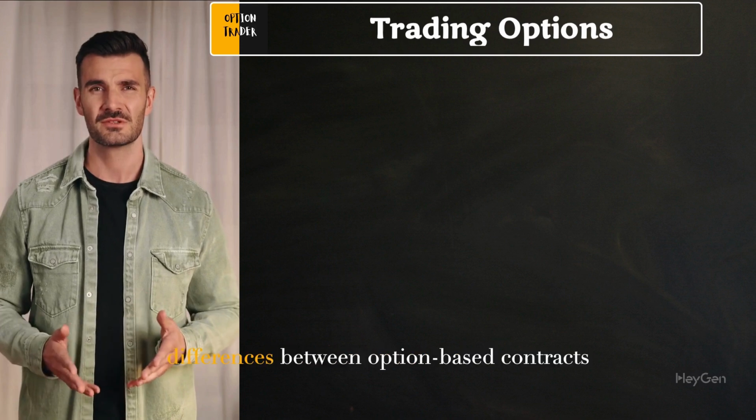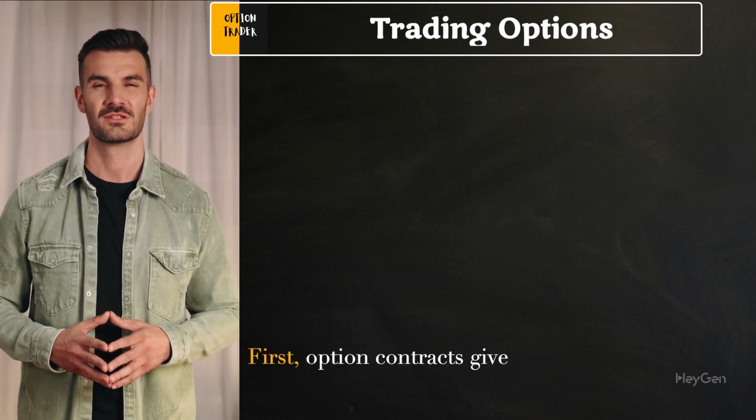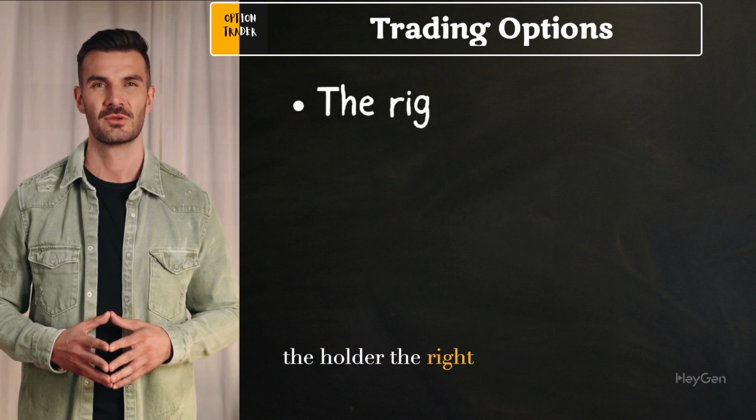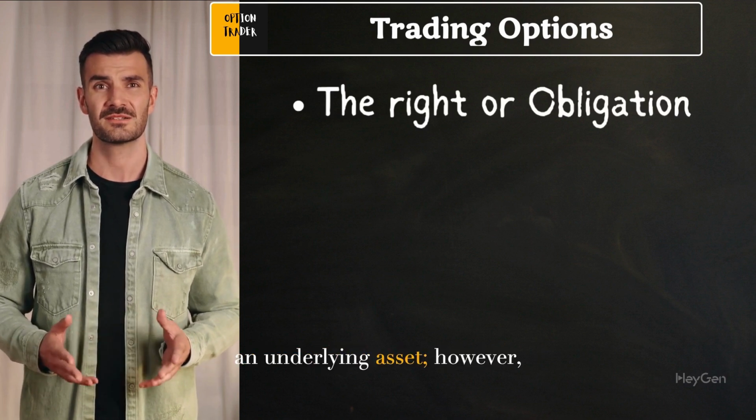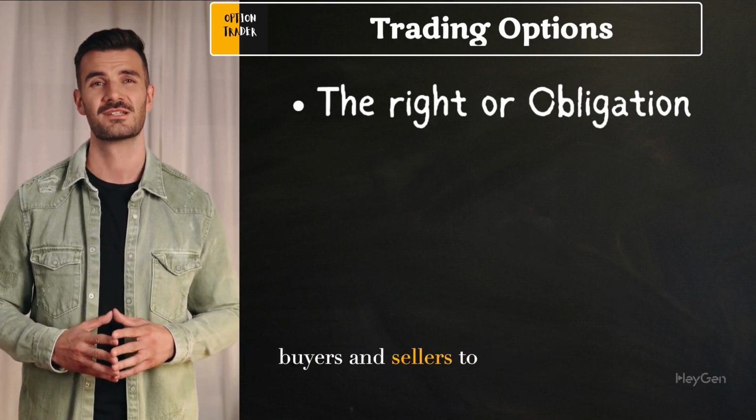There are three main differences between option-based contracts and forward-based contracts. First, option contracts give the holder the right to buy and sell an underlying asset. However, forward contracts obligate both buyers and sellers to act.